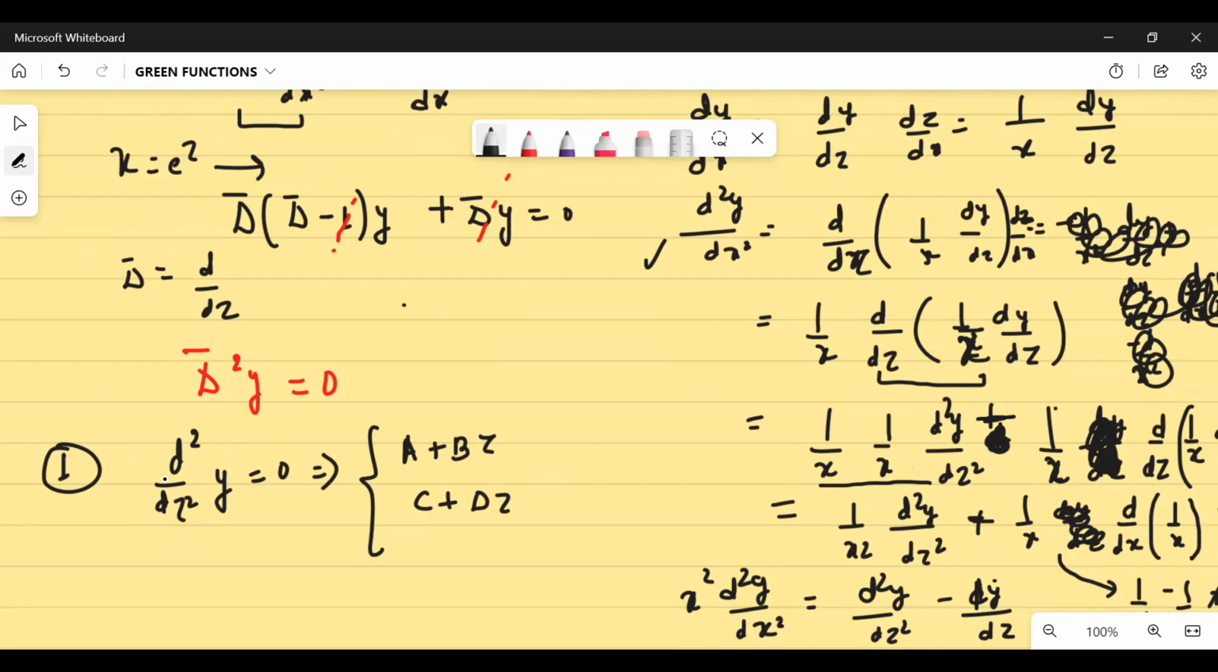Is that clear? This is only the linear solution, isn't it? So a plus bz and c plus dz. And I know that also, don't forget this. At times people do forget this. So this is in z, you have to write in x also. So z will be equal to what? It will be equal to ln x.